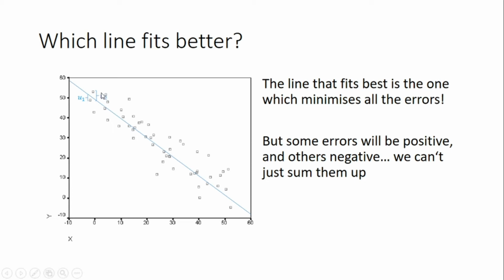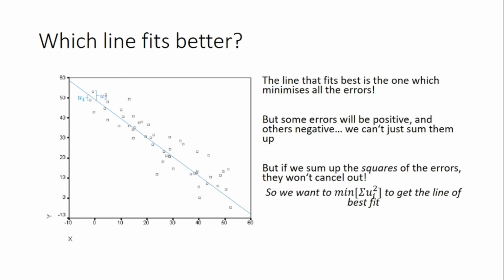So the square of this error term plus the square of this error term plus the square of this error term and so on will always give us a positive value that reflects, to some extent, the goodness of the fit. It reflects how well the line fits. So that's why we have this expression down here. If we sum up the squares of the errors, they won't simply cancel out.